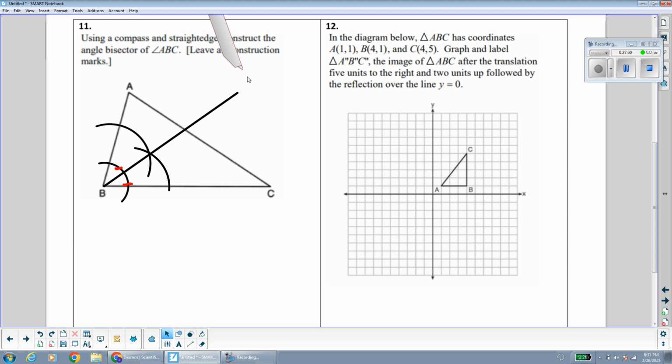So first, we are translating 5 units to the right. 1, 2, 3, 4, 5. 1, 2. There we go.